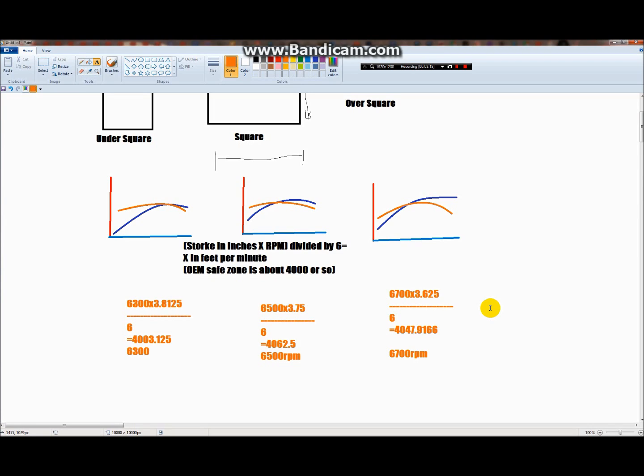And that's a reasonable expectation for an over square motor. Now let's move on to our 3 3/4 by 3 3/4 square motor of the same displacement. A safe number is about 6,500 RPMs. You're noticing something here, right?